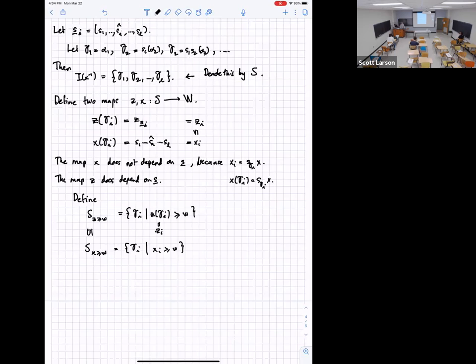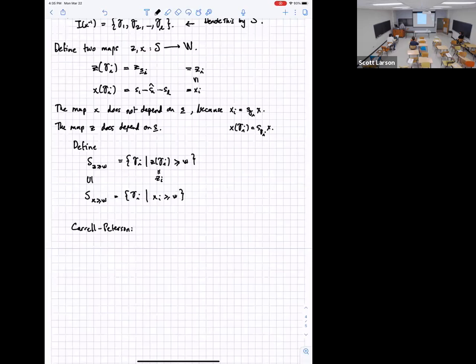Now, what Carroll and Peterson proved is, in essence, that the set of curve weights of the Kazhdan-Lusztig variety is equal to the set of S with x bigger than or equal to w. That's actually rather nice, because all I need to do is look at some inequalities in the Bruhat order and see if they are satisfied or not, and that tells me exactly what the curves that lie in this tangent space are. So it's completely uniform, and it only depends on knowledge of the Bruhat order.